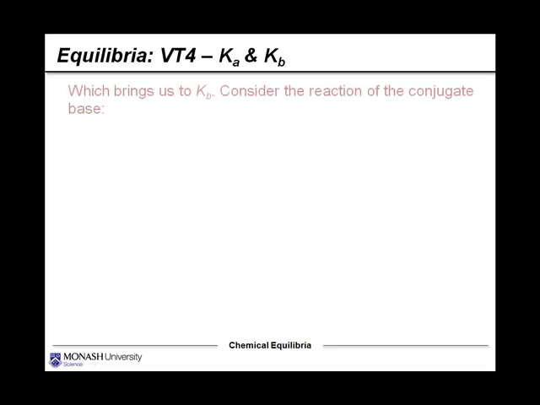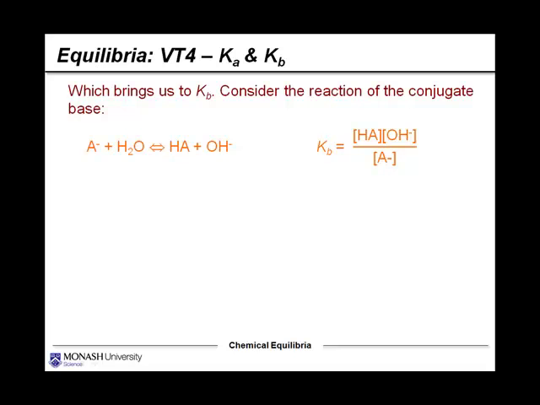This brings us to Kb. Consider the reaction of the conjugate base when it's in water. There it is. Now in this case, I'm not saying that the reaction has just been flipped around. I'm saying that the conjugate base is reacting with water. Have a look at the products. The product is, of course, the acid, but in this case, the hydroxide ion.